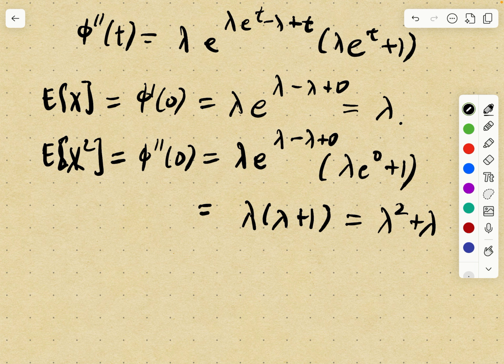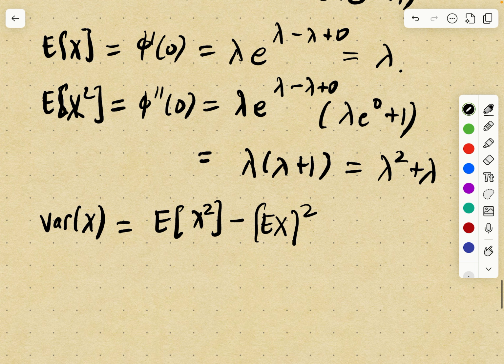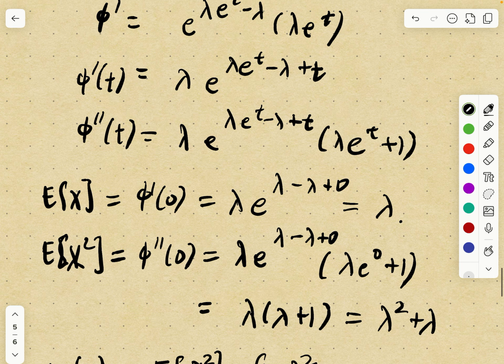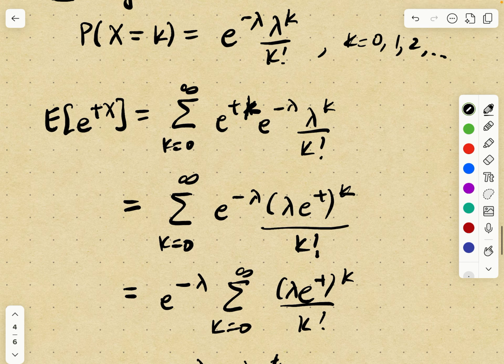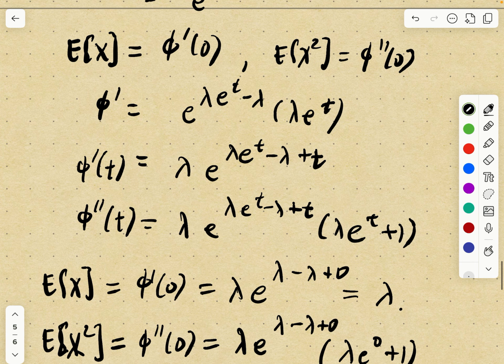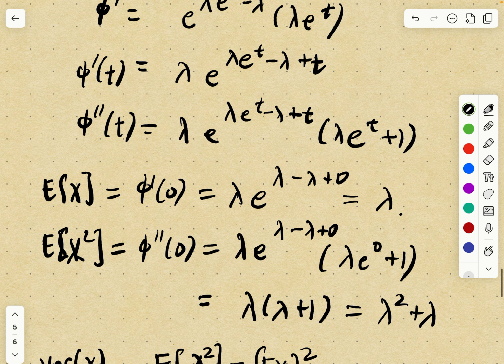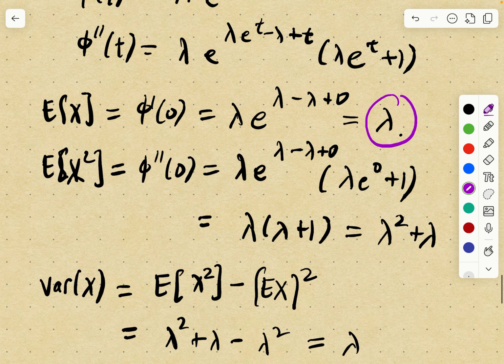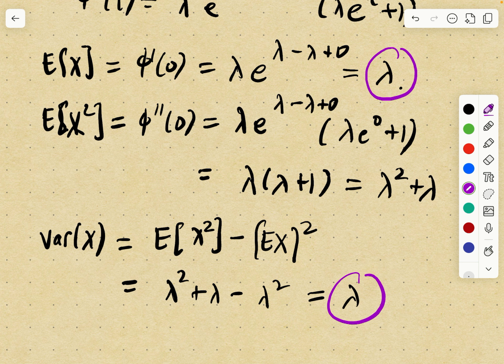So for instance, the variance of X, remember, that's the expectation of X squared minus the square of the expectation of X. That's going to be lambda squared plus lambda minus lambda squared, which is lambda. So for the Poisson distribution with parameter lambda, by what we've calculated, the expectation of X is lambda, and the variance of X is also lambda, which is kind of interesting.